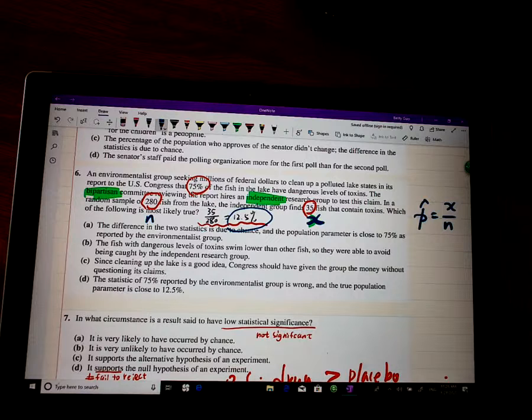We do not know that, right? Those details. C. Since cleaning up the lake is a good idea, Congress should have given the group the money without questioning its claims. D. The statistic of 75% reported by the environmentalist group is wrong, and the true population parameter is close to 12.5%.